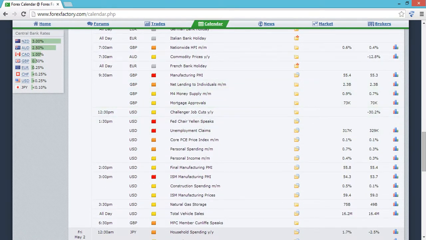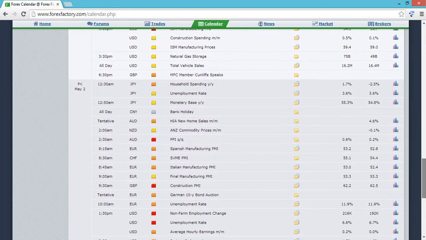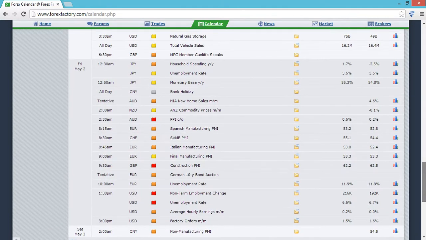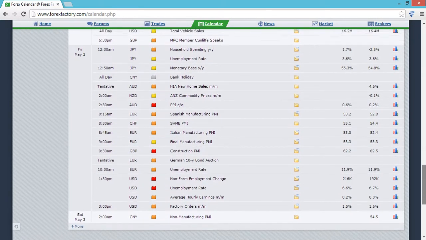At 1:30, we have Fed Chair Yellen speaking. We also have the weekly jobless claims as well. I'm expecting another high number there at 317,000. At 3 PM, we have the US ISM manufacturing PMI as well, expecting a slight beat there from the previous. And to round it off on Friday, of course, it's the first Friday in the month.